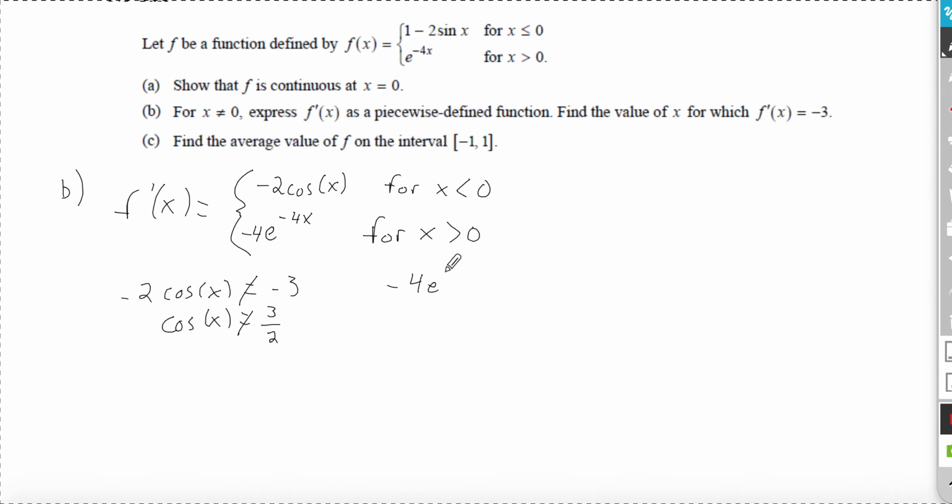When would negative e to the -4x be equal to -3? Let's see, we can solve this. E to the -4x would be equal to 3/4. I need to get to the exponent, so I need to take the natural log of both sides. So that'd be -4x. Take the natural log of both sides. We'll get rid of the e, but we have the natural log of 3/4 over here. So that means x would be -1/4 natural log of 3/4.